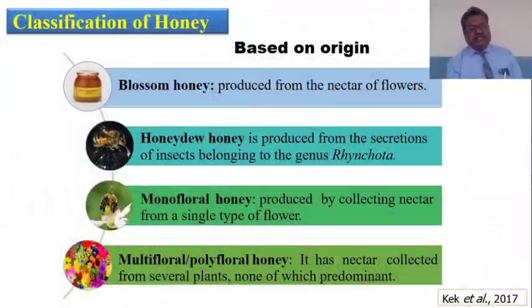Dear friends, when we see the classification of honey, this classification is based on the different products of honey. The first type is blossom honey. It is produced from the nectar of flowers only. Another type is honeydew honey. It is produced from the secretion of insects belonging to the order Rhynchota. Another type is monofloral honey. This is honey produced from nectar collected from a single type of flower. Another type is multifloral or polyfloral honey. It has nectar collected from several plants, none of which is predominant.